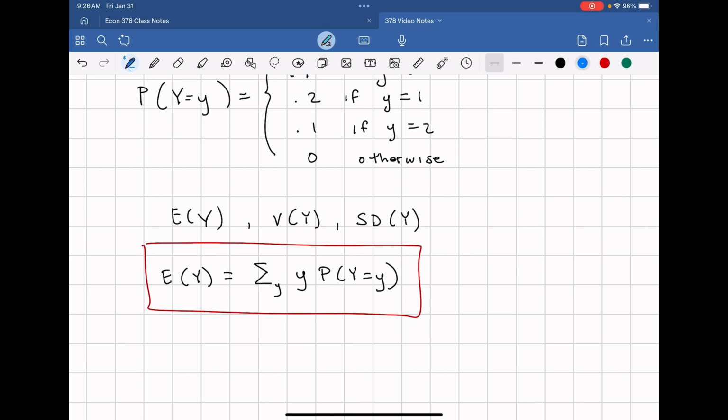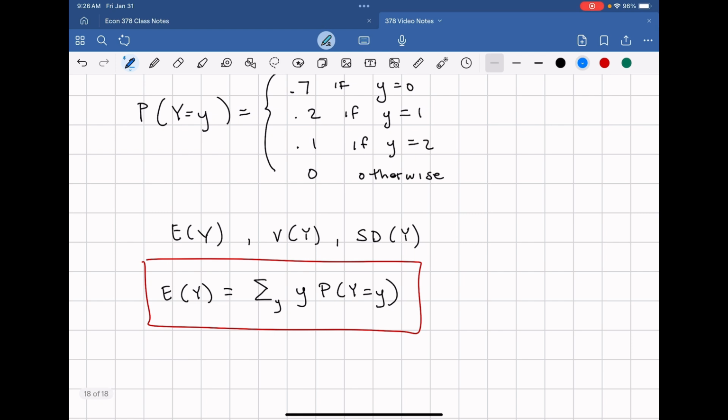So applying this definition to this equation, the expected value of y is equal to y takes on the value of 0 with a probability of 0.70, takes on the value of 1 with a probability of 0.2, and the value of 2 with a probability of 0.1. So I would add all those up, and the expected value of y is equal to 0.4.